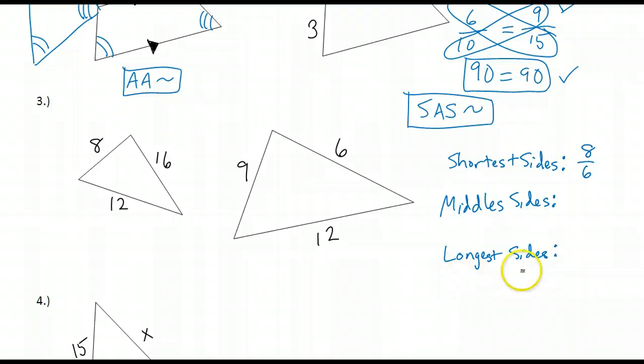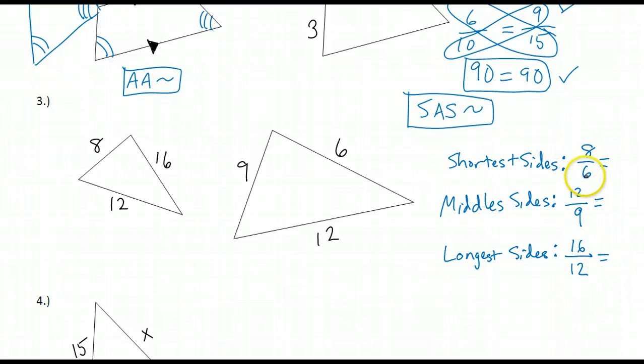And now I want to relate my longest sides. The longest side of this triangle is 16. And the longest side of this triangle is 12. The middle side of this triangle is 12. And the middle side of this triangle is 9. Now I need to reduce these ratios.